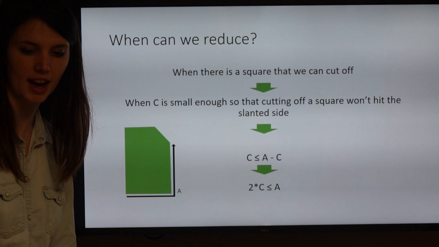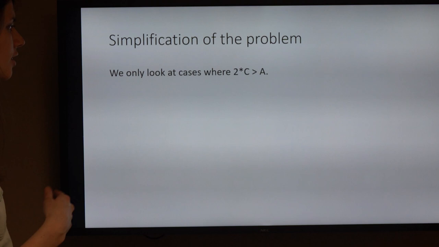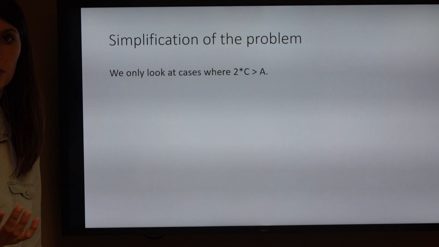This means that we can simplify the problem so that we only look at cases when 2 times C is greater than A. Because if it's less than or equal to A, then we can just reduce and we'll get a new problem.